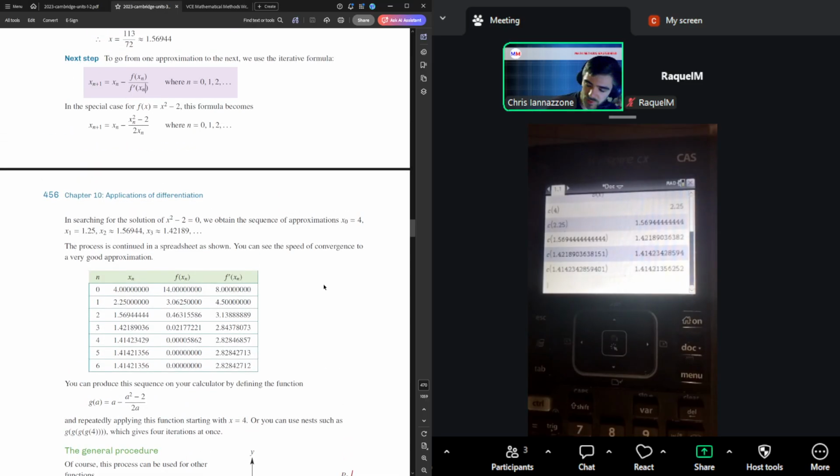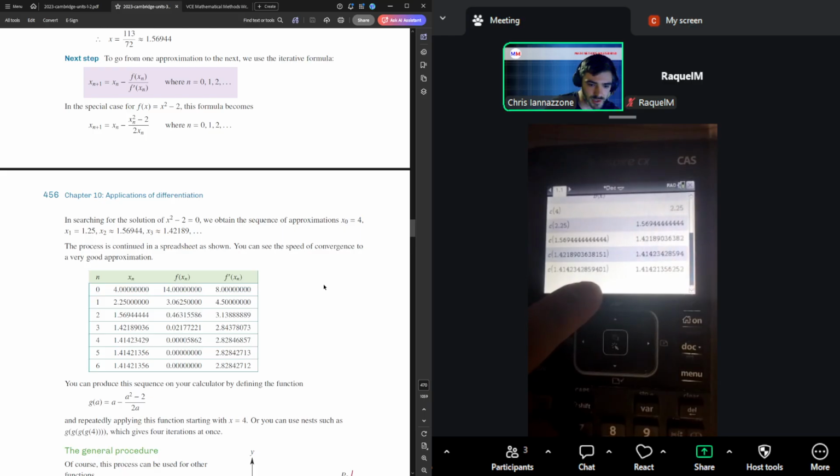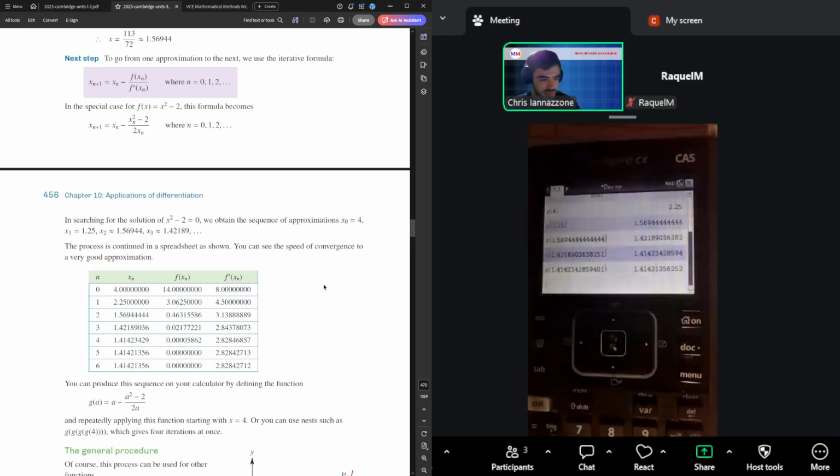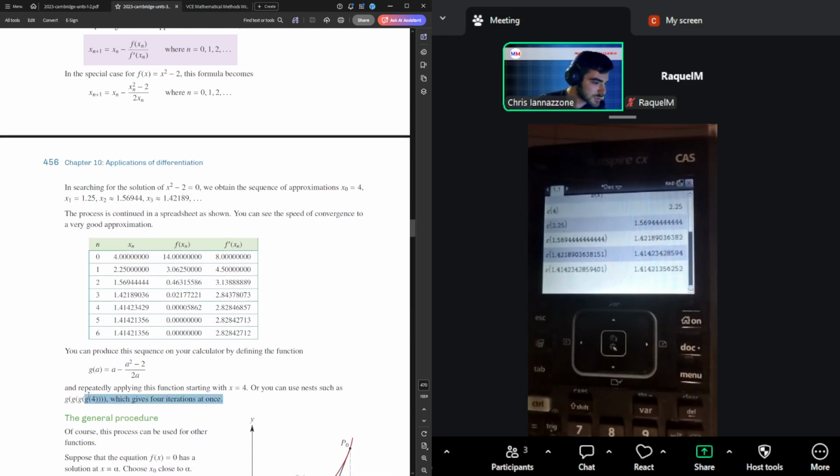Now, this is probably the better way of doing it, where you check the x value at every single iteration. Technically, what they're showing you in the textbook is that you can actually just nest it over itself a bunch of times.